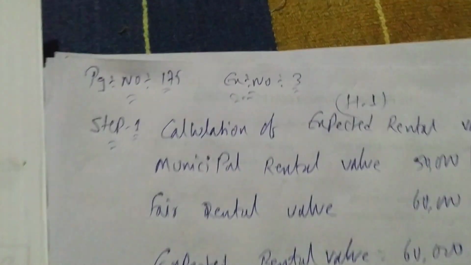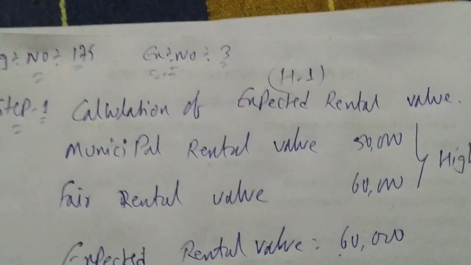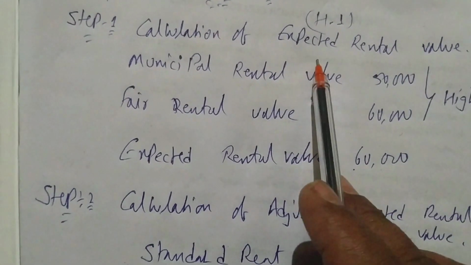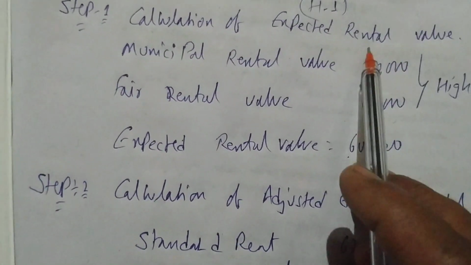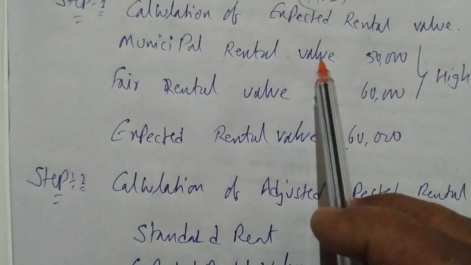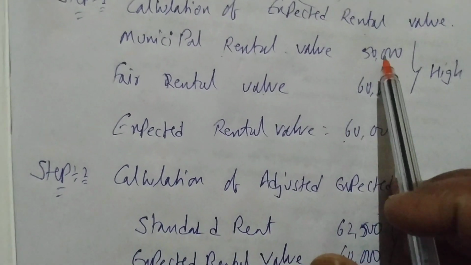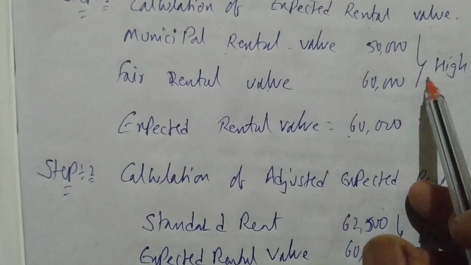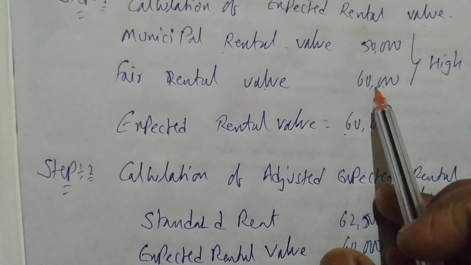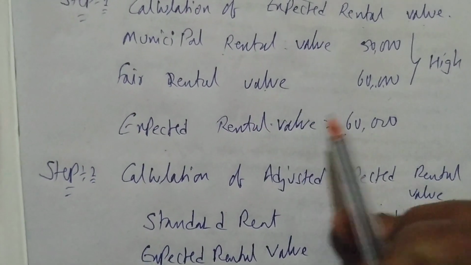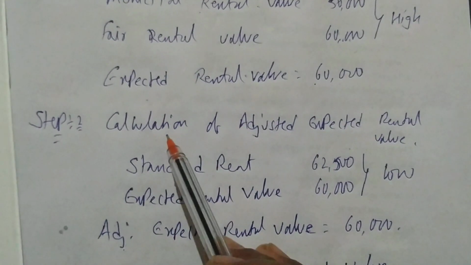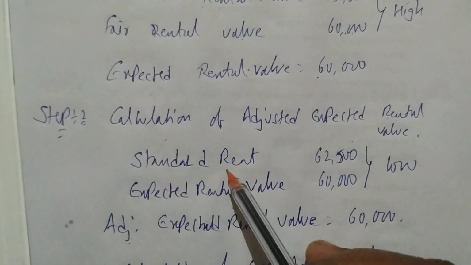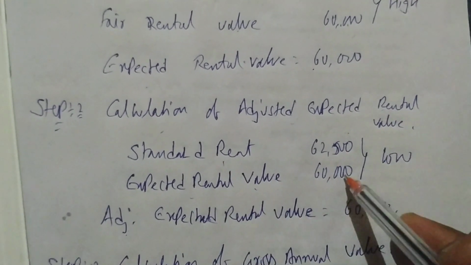So what did we do? We did step number 1, expected rental value. How to find out expected rental value? Municipal rental value is 50,000, fair rental value is 60,000. Between the two, whichever is highest, 60,000, is called the expected rental value. Then we did step number 2, calculation of adjusted expected rental value. How to find out? Standard rent or expected rental value, whichever is low.